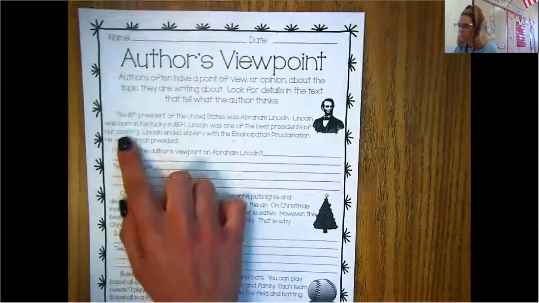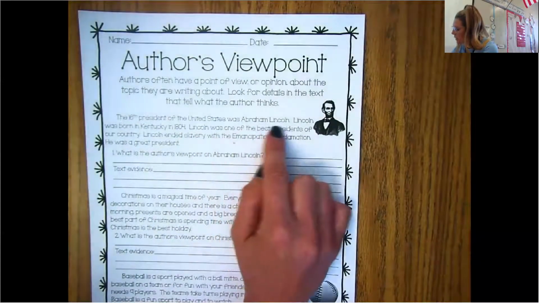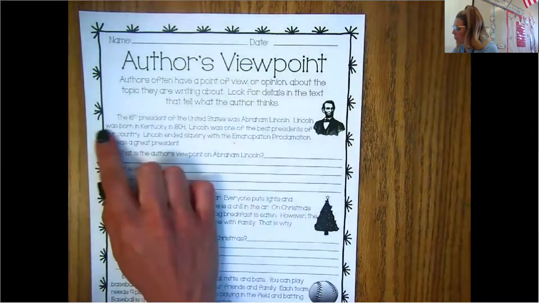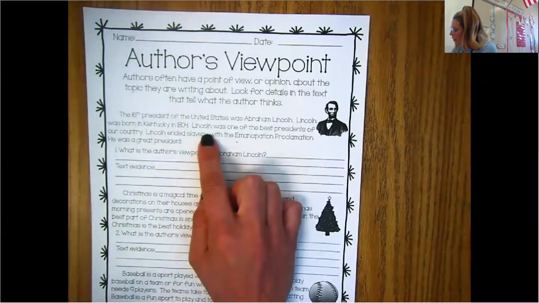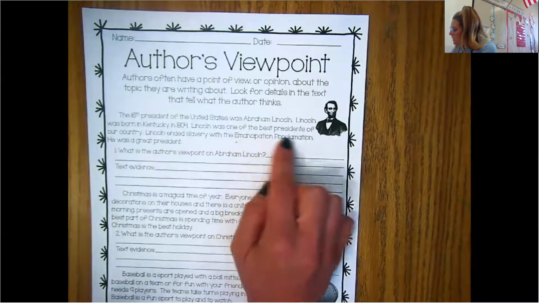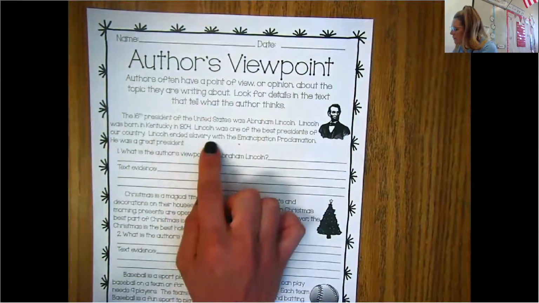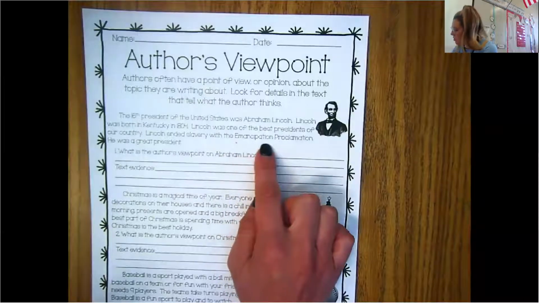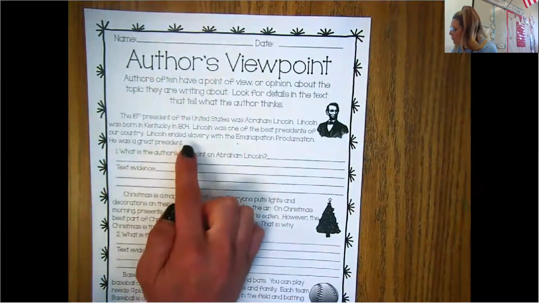All right. The 16th president of the United States was Abraham Lincoln. Lincoln was born in Kentucky in 1804. Lincoln was one of the best presidents of our country. Lincoln ended slavery with the Emancipation Proclamation. He was a great president.